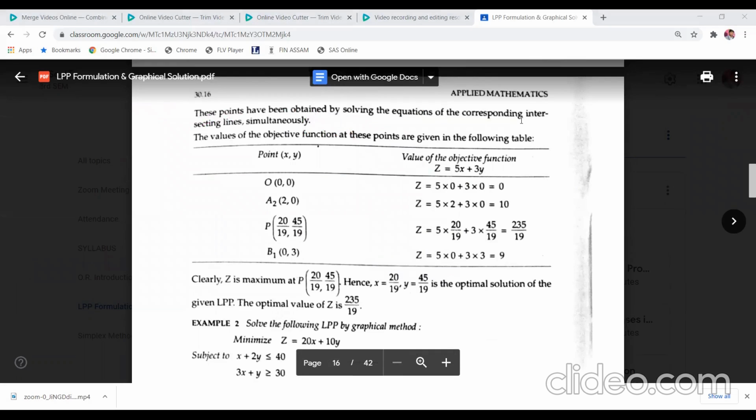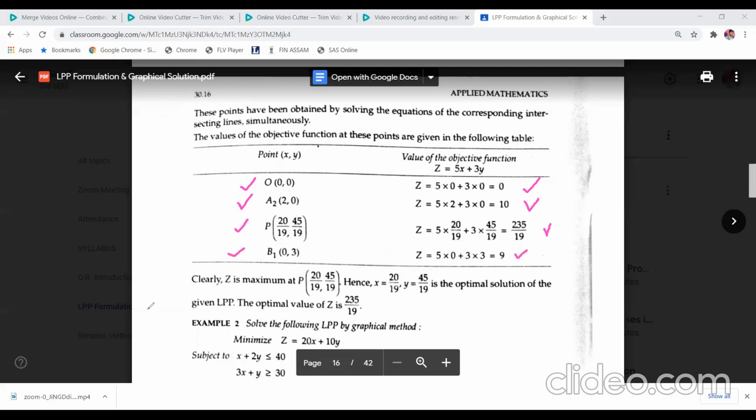So see here, at origin, obviously the value of z will be 0. At the point A2, the value is 10. At this point P, this is the value of z. And at the point B1, this is the value.